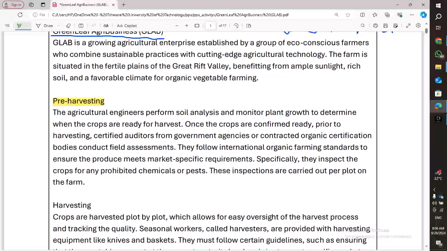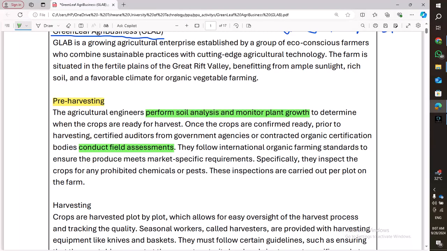First, I'm going to search for verbs. The agriculture engineer performs a soil analysis and monitors plant growth to determine when the crops are ready to be harvested. Once the crops are confirmed ready, prior to harvesting, they get certified by the government agencies or contract an organic certification body to conduct the field assessments. So now, they conduct the field assessment.